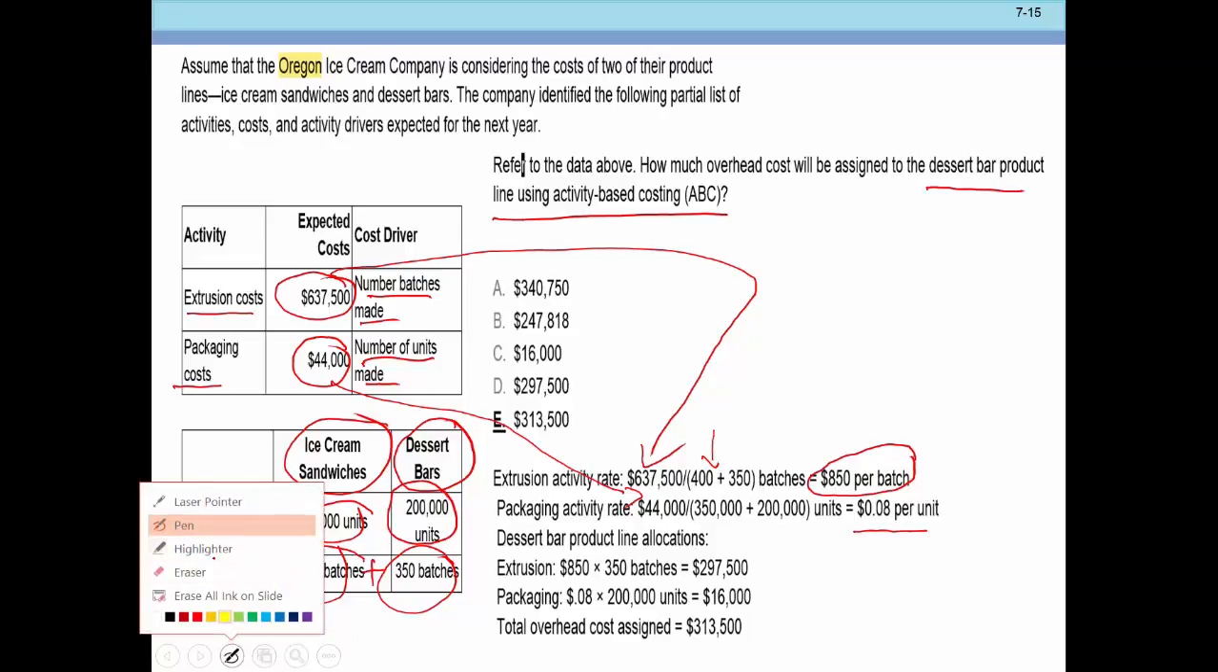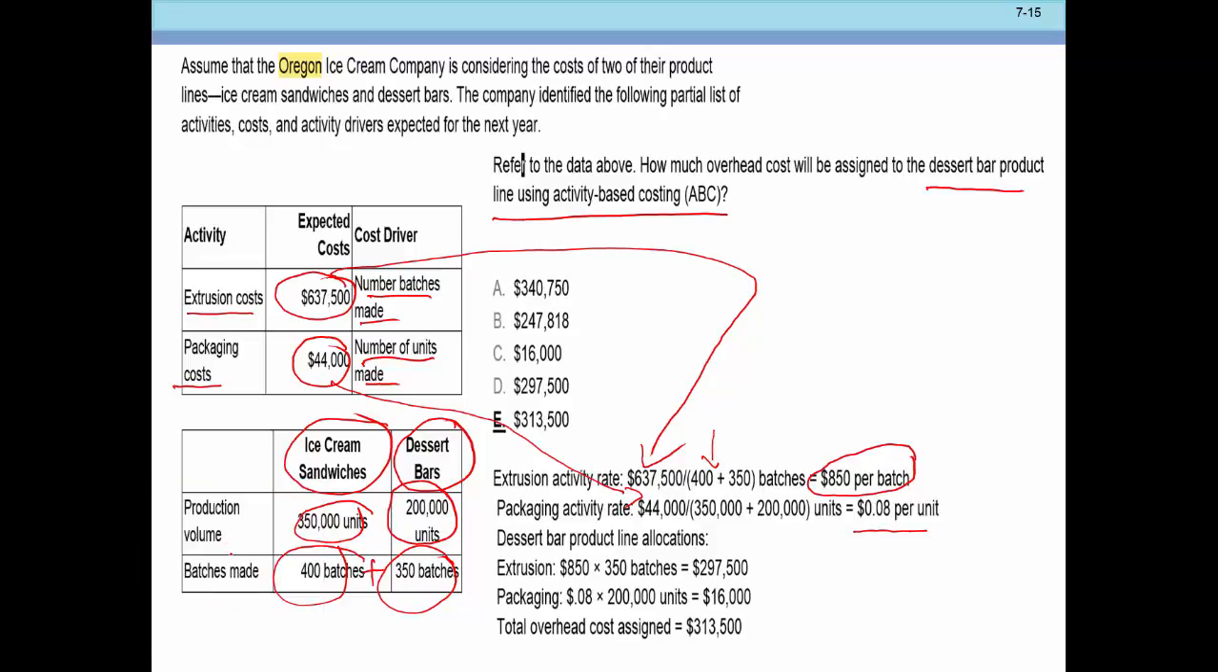So since they asked me for dessert bars, I'm going to say, well, extrusion's 850 per batch, and dessert bars have 350 batches, so there's their cost for extrusion. Packing is 8 cents per unit, and we use units. Dessert bars made up 200,000 of those total units, so we take those total costs, and now we know the total overhead cost that's going to be assigned to the dessert bars. We assign the cost by activity.